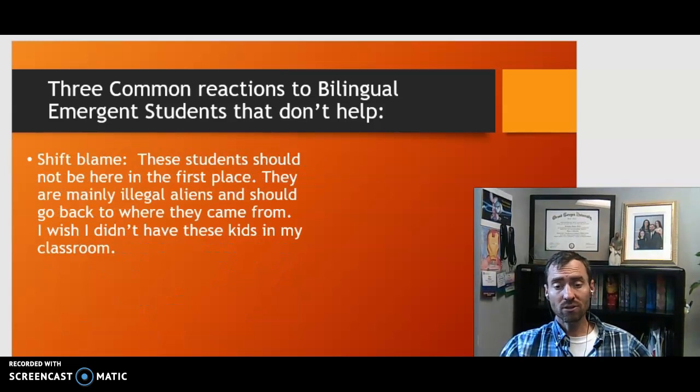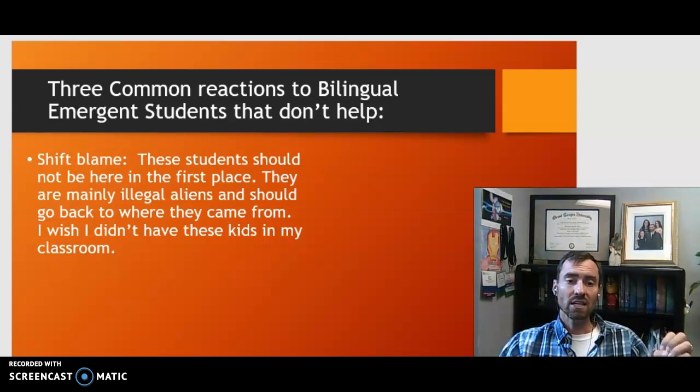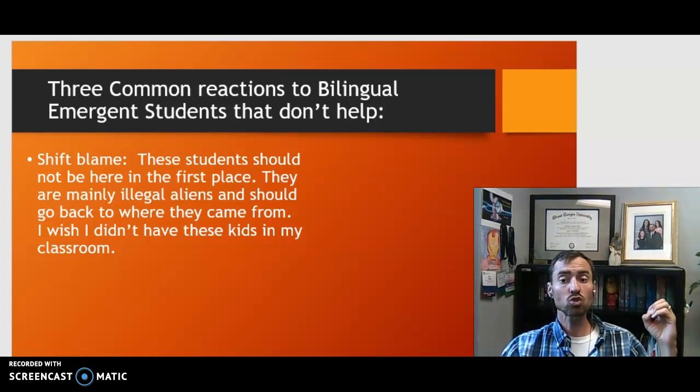The third is shifting blame altogether. And this I have seen sadly in schools, where teachers will say, these kids shouldn't be here. They're clearly illegal aliens. And they've come to our country and they're not supposed to be here. They should go back to where they came from, and so on, right? If any of these perspectives are your perspectives, it's going to be extremely difficult to teach these students well.